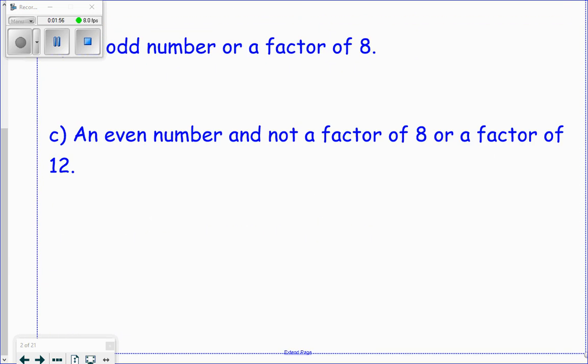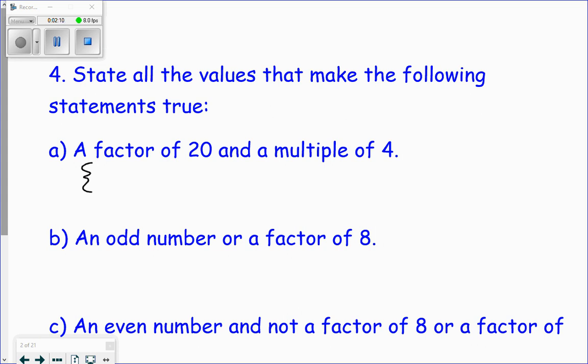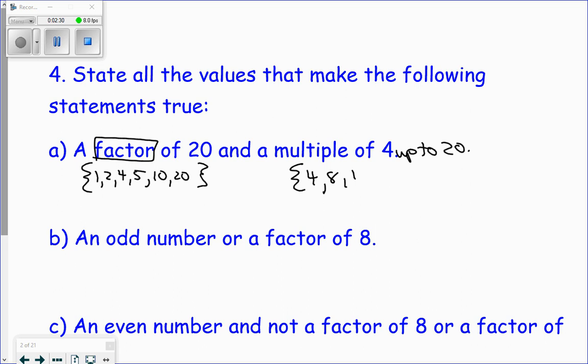Okay, so then here it says, state all the values that make the following statements true. A factor of 20 and a multiple of 4. The factors of 20 are all the numbers that divide into 20. So 1 divides in, 2 divides in, 4, 5, 10, and 20. Multiples of 4 would be 4, 8, 12, 16, 20, up to 20. If I don't give it an end, do you understand how it would go on forever?